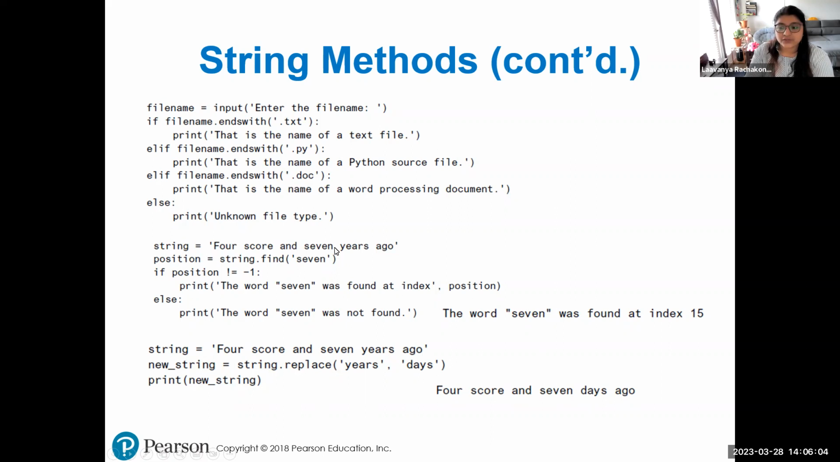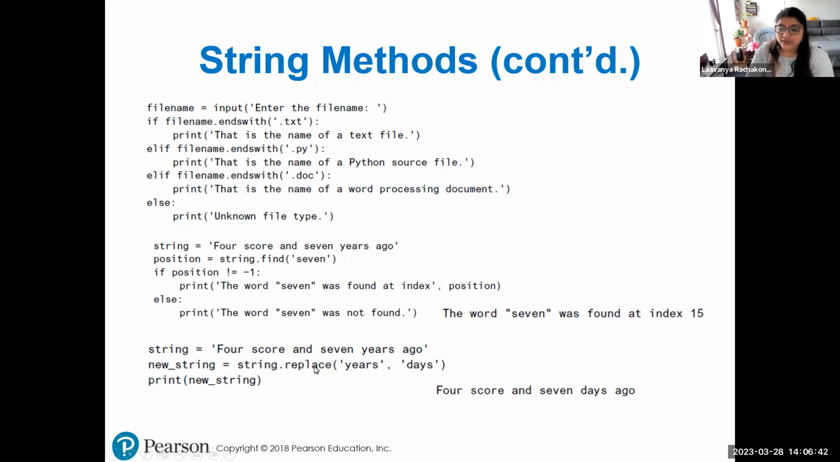So here, string = "4 score and 7 years ago", position = string.find("7"). If position is not equal to -1, that means that we have 7 in our string, and that is found at index 15. Because this will return the index of the word 7 if it is present in the string. Otherwise it will just return -1. So if it is equal to -1, so if this is false, then "the word 7 was not found in the text" is your output.